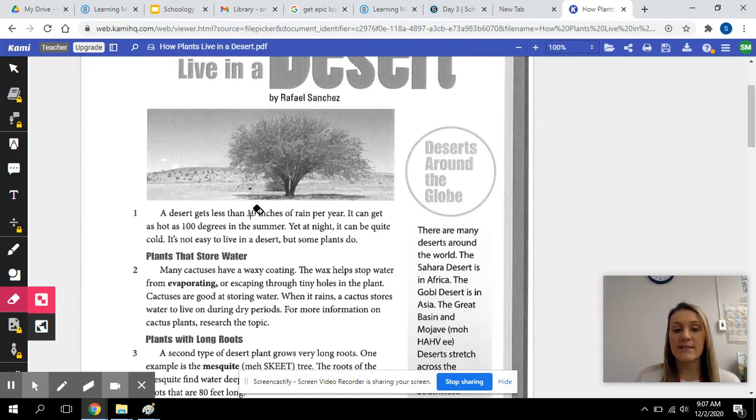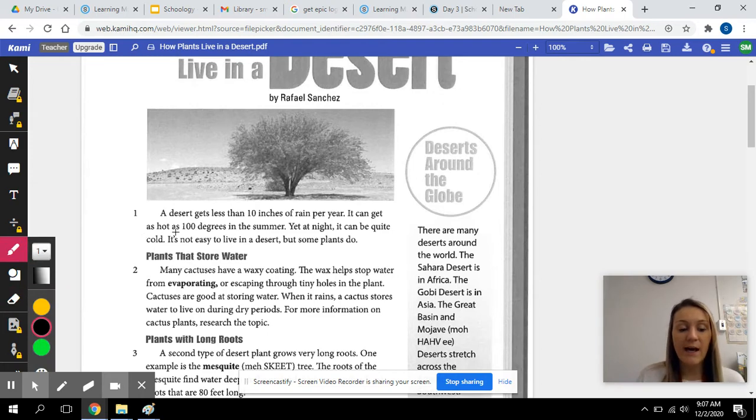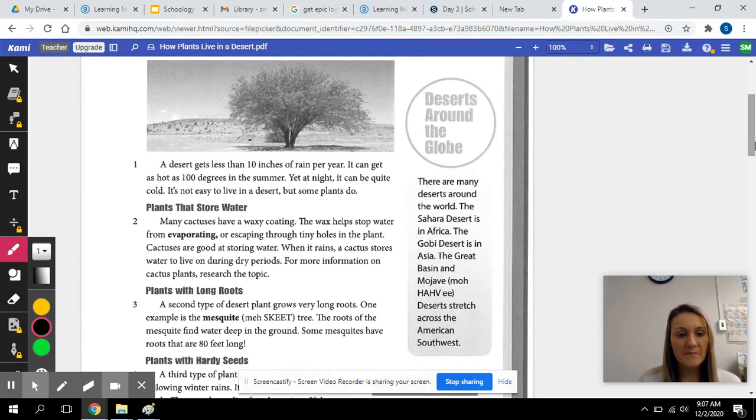A desert gets less than 10 inches of rain per year. It can get as hot as 100 degrees in the summer. Yet at night, it can be quite cold. It's not easy to live in a desert, but some plants do. Here we have a heading. This section tells me that it's about plants that store water.